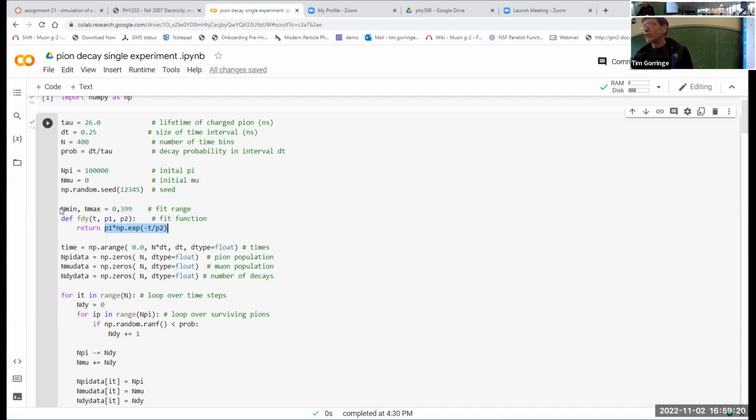I've also introduced a couple of quantities here, n min and n max. I use these because you might want to play around with what region of the time spectrum you fit. So we could pick n min and n max to be the region of the time spectrum. Maybe you want to try and fit the whole time spectrum, or maybe you want to look at some fraction of the time spectrum for diagnostic reasons. So I just define those.